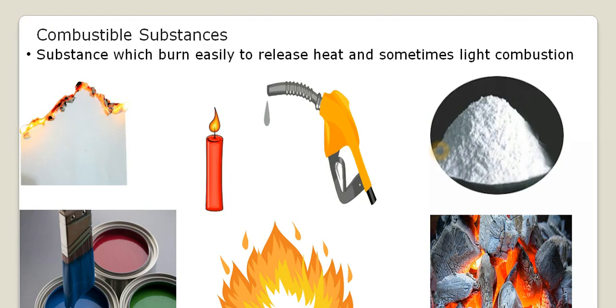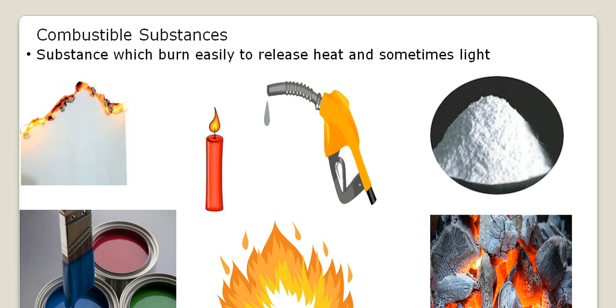Now, what are combustible substances? Those substances which undergo combustion. That is, they burn easily to release heat and sometimes light. So combustible substances are the ones which undergo combustion. They burn easily and they release heat and sometimes light. Just now I was telling you that not all substances undergo combustion. Those substances which can burn to release heat are called combustible substances.